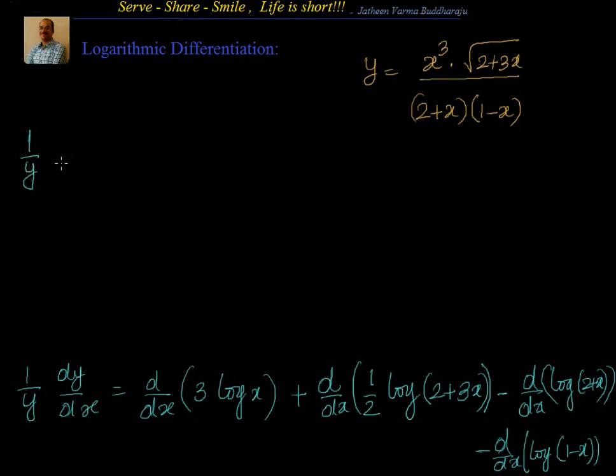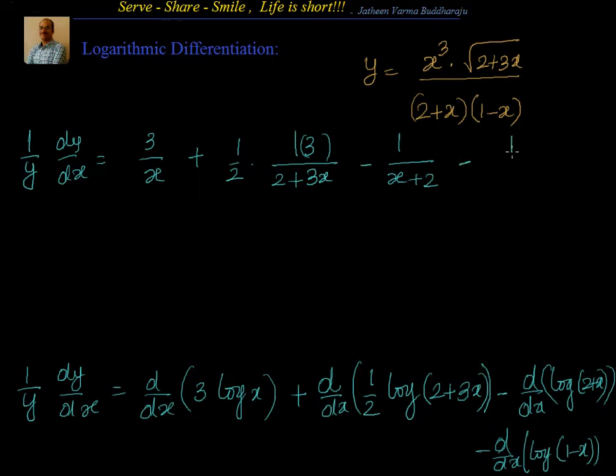1 by y into dy by dx equal to, we have d by dx of 3 log x, that is 3 into derivative of log x, that is 3 by x, plus d by dx of log 2 plus 3x, 1 by 2 will come out. d by dx of log 2 plus 3x is 1 by 2 plus 3x, and also we have d by dx of 3x, which is nothing but 3, so I will multiply with 3, minus of d by dx of log 2 plus x, that is 1 by x plus 2, minus of d by dx of log 1 minus x, which is nothing but 1 by 1 minus x, but for that minus x I will get one more minus 1. So if you are able to understand the chain rule, this should be pretty easy.